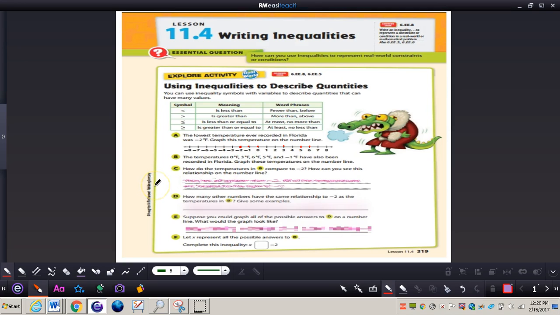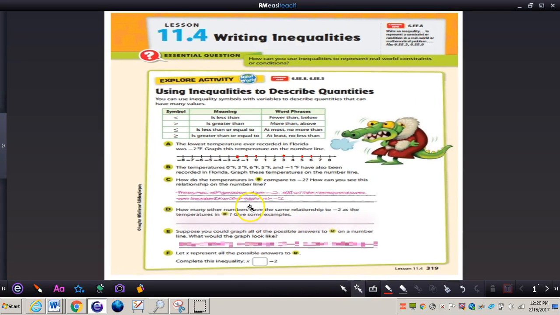It says, now how do the temperatures in B compare to -2? And how can you see this relationship on the number line? Let's take a look at B, and how do they relate to -2? All those temperatures from B. And for letter C, I want you to write this down: they are all greater than -2. Every temperature is to the right of -2 on the number line. All the temperatures are located to the right of -2. So I want you to write that down for C.